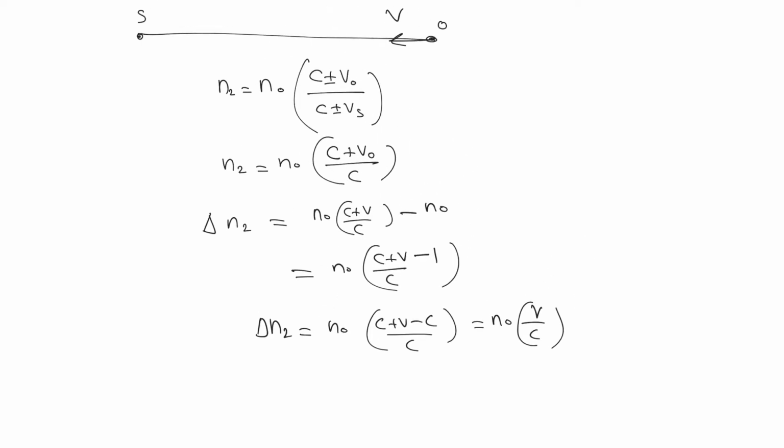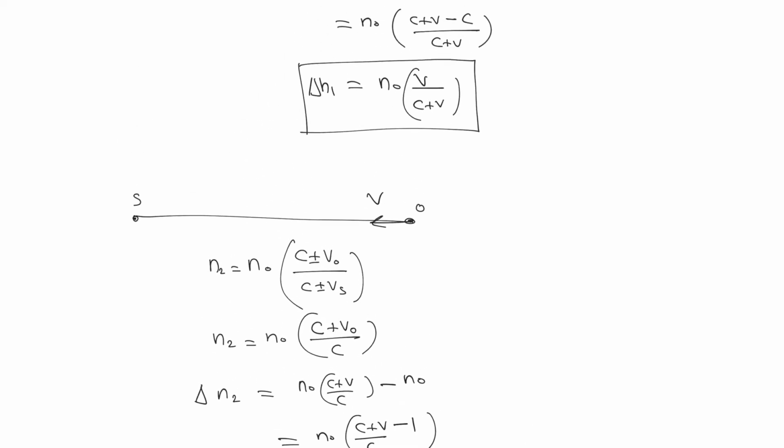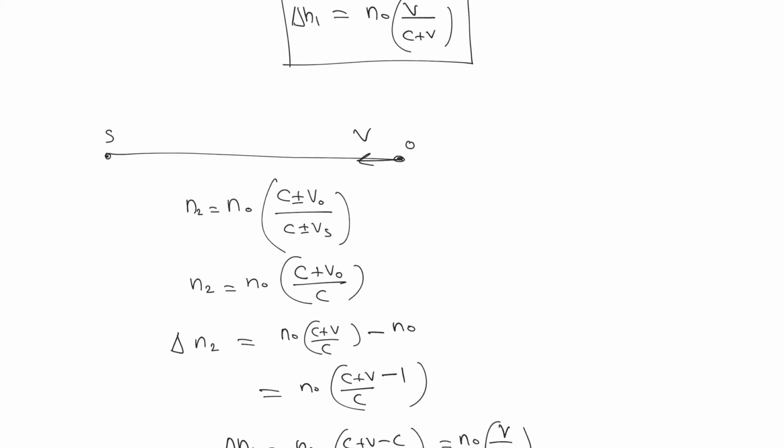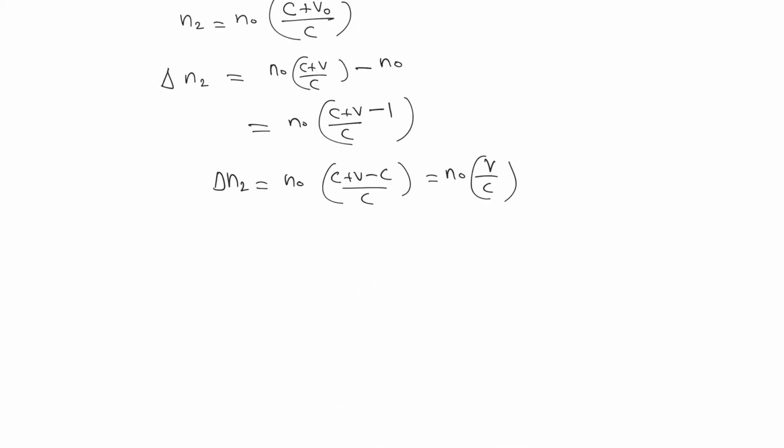Considering delta n1 and delta n2: delta n1 was n0 into v divided by c plus v, and delta n2 is n0 into v divided by c. The denominator of delta n1 is larger, so delta n1 is less than delta n2.